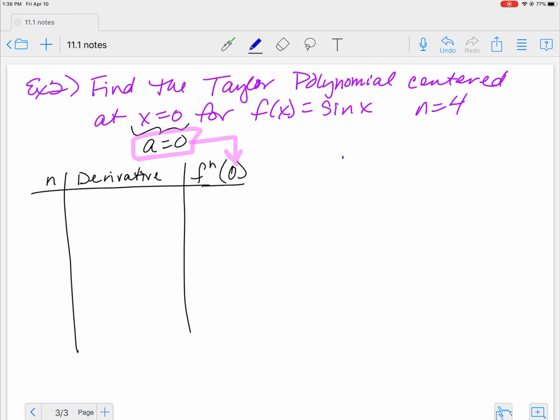So let's come over here to the side and just refresh our formulas. My polynomial formula is the nth derivative centered at a divided by n factorial times x minus a to the n. My remainder formula is the next one in line.